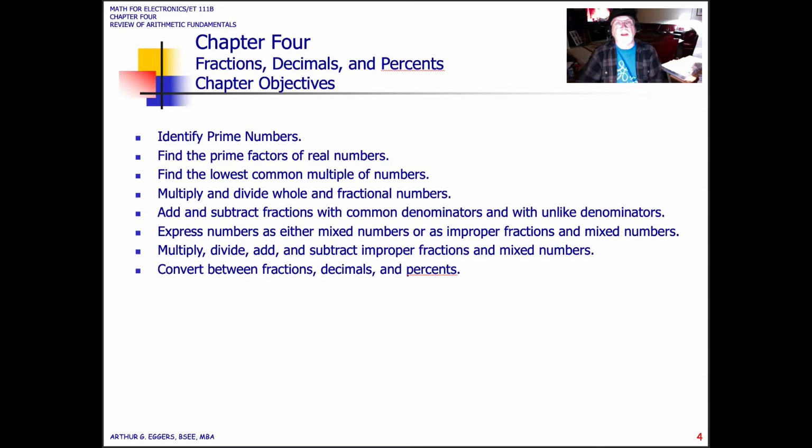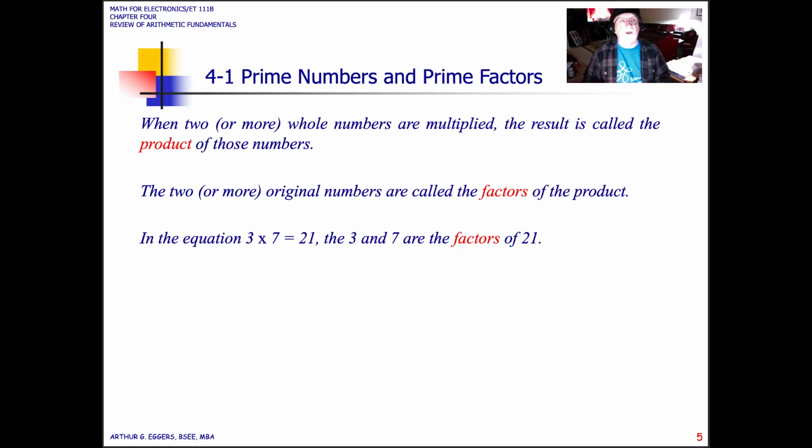So in the objectives, we're going to look at identifying prime numbers, finding lowest common multiples, dividing, multiplying, adding, and subtracting with common denominators and unlike denominators, expressing numbers as either mixed numbers or improper fractions, dealing with them, and then doing some conversions. So first off, prime numbers and prime factors.